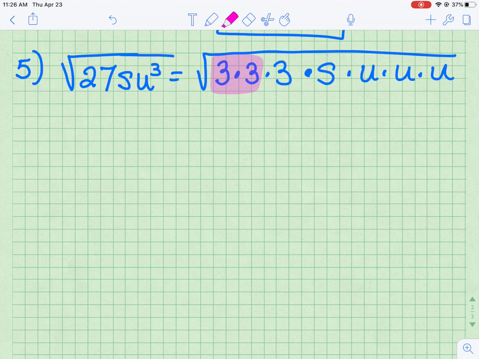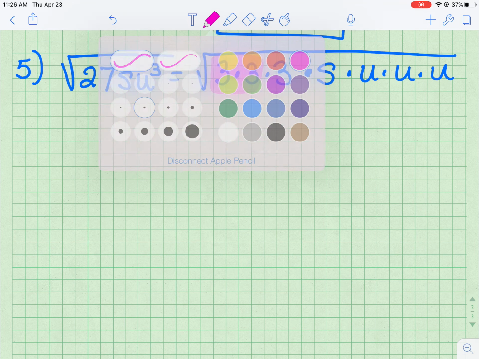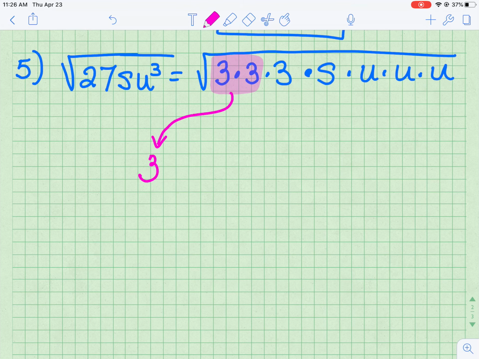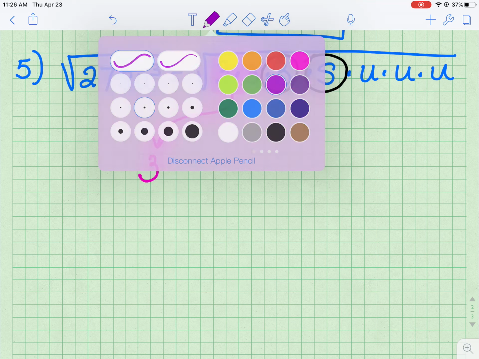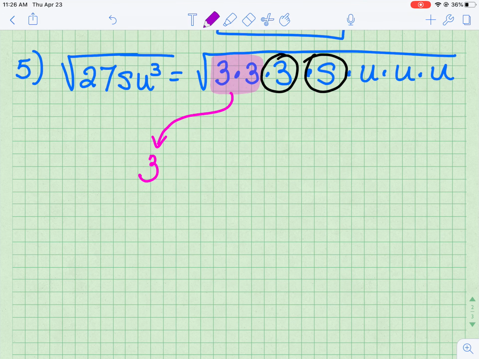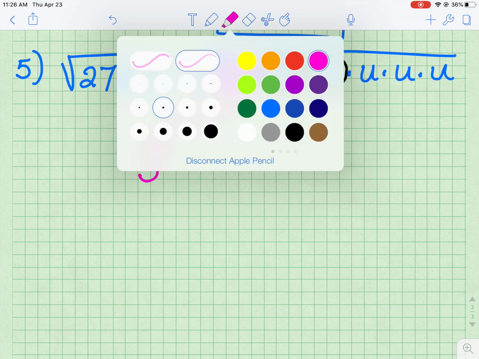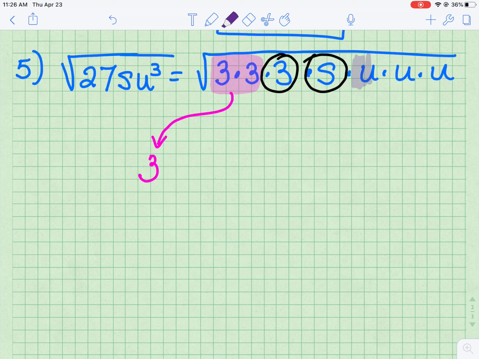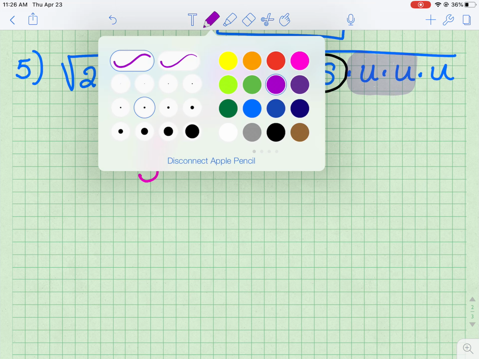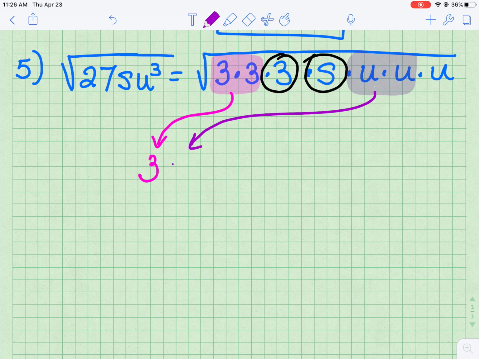And when I have a long list like this, I like to circle who's left behind also as I go. So the 3 comes out, and one of the 3's gets left behind. So I'm going to circle him so I remember him. The s does not have a partner, so s gets left behind too, circling that one. There is a set of u's. Oops, that's not the color I want to use. I wanted to highlight. Here we go. Okay, the 2 u's can come together and escape. And when they do, they get multiplied by what's on the outside. However, we also have a u left behind. So I'm going to circle it so I don't lose it.